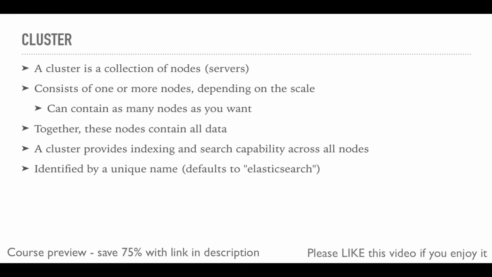Now I will explain what an Elasticsearch cluster is. A cluster is a collection of one or more nodes or servers. A cluster can consist of as many nodes as you want, making it extremely scalable. The collection of nodes contain all of the data in the cluster, and the cluster provides indexing and search capability across all of the nodes. In practice, this means that when performing searches, you don't need to worry about which particular node a given document is stored on. Clusters are identified by a unique name, which defaults to Elasticsearch.